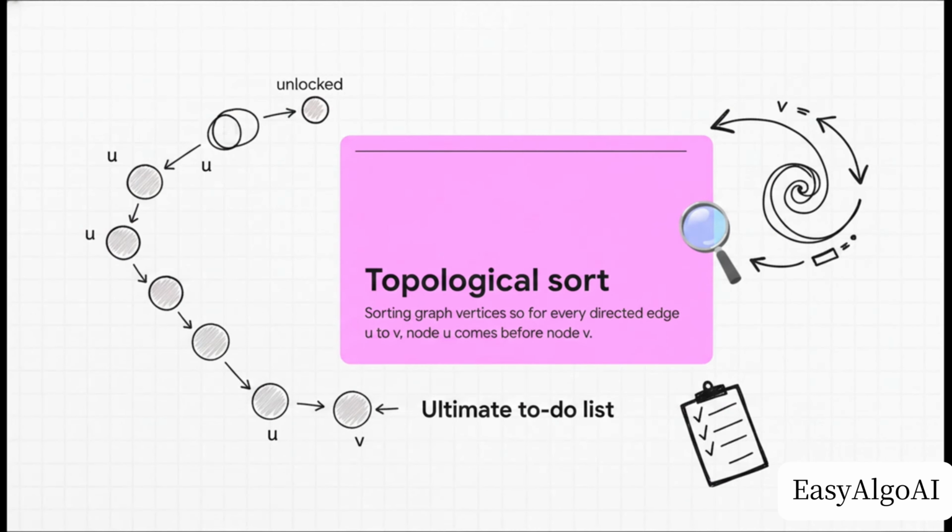Now, by systematically finding and then clearing out these unlocked courses, what we're actually doing is performing a topological sort. This is just sorting graph vertices, so for every directed edge from U to V, node U always comes before node V. In plain English, it reveals the exact step-by-step path to graduation. It's basically the ultimate academic to-do list.